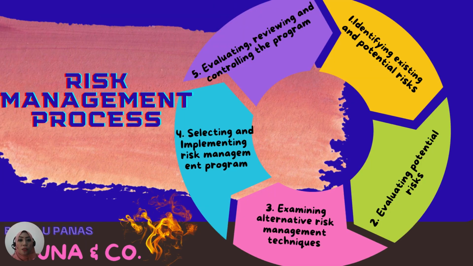Okay, for this risk management process, there are five steps that need to be followed. The first one is identifying existing and potential risks. Identifying existing and potential risks is the most tedious step to follow. Then we move to evaluating potential risks.